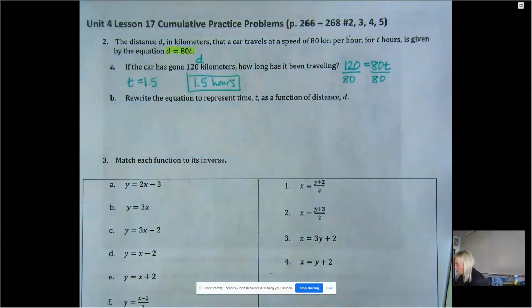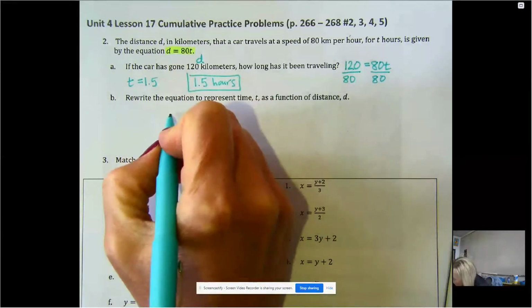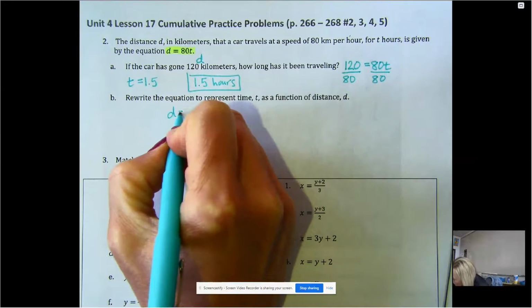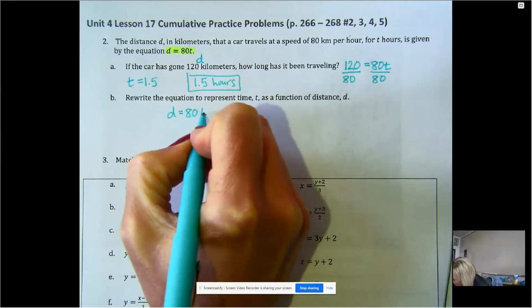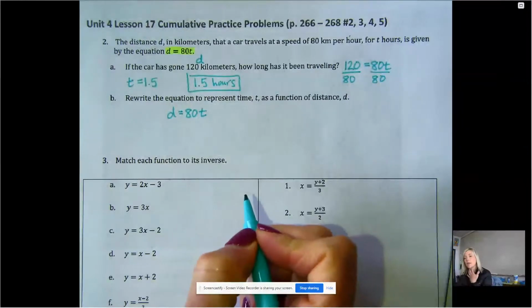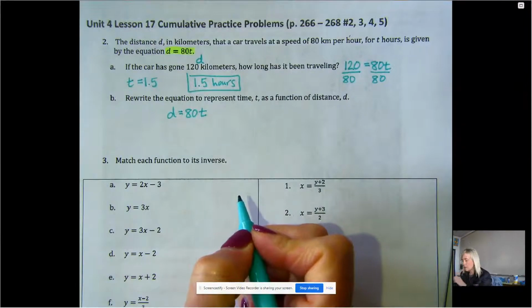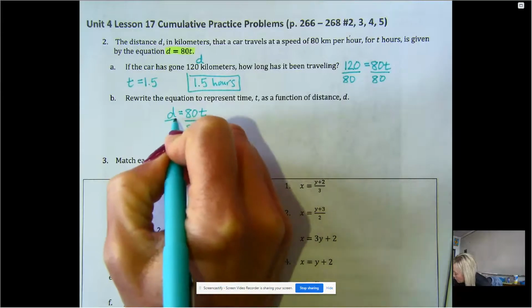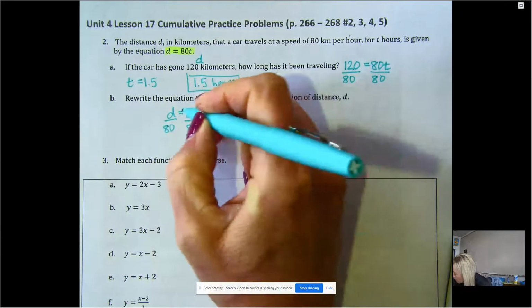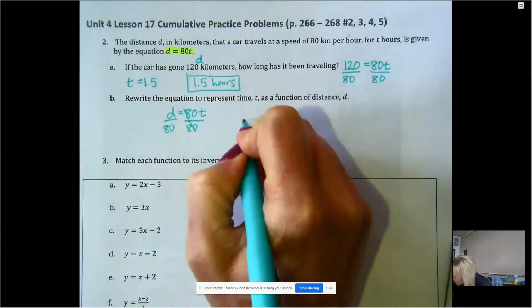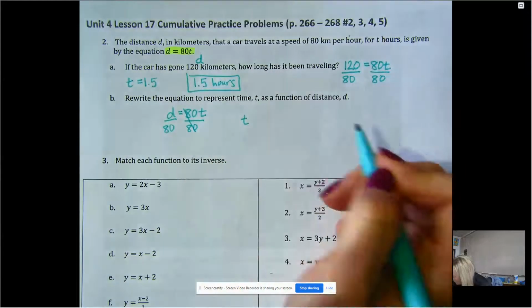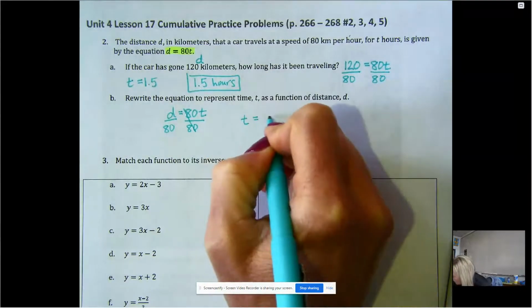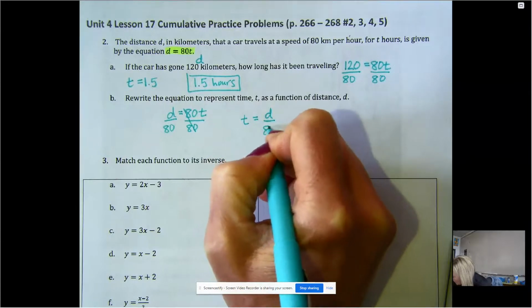Rewrite the equation to represent time t as a function of distance d. So if our original equation was d equals 80t, then if we want to rewrite this so that t is the output and d is the input, we can just divide by the 80. And now we have t by itself. So the inverse, t equals d divided by 80.